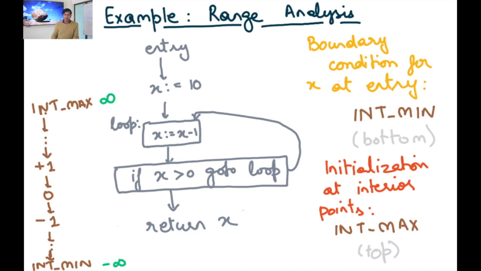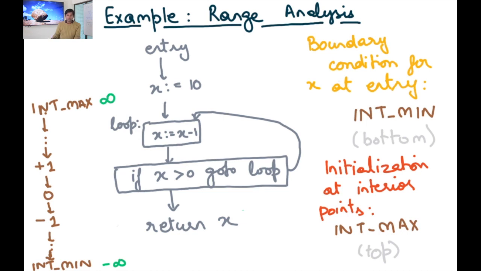Now let's say I have this program which initializes at entry the variable x to 10. Then inside the loop body, it says x equals x minus 1. Then it says if x is greater than 0, then go to loop. So this is a loop. When it exits the loop, it just returns x. Now I want to analyze what are the possible values of x at every program point. Maybe I'm interested in figuring out what are the possible values of x that the program may return.